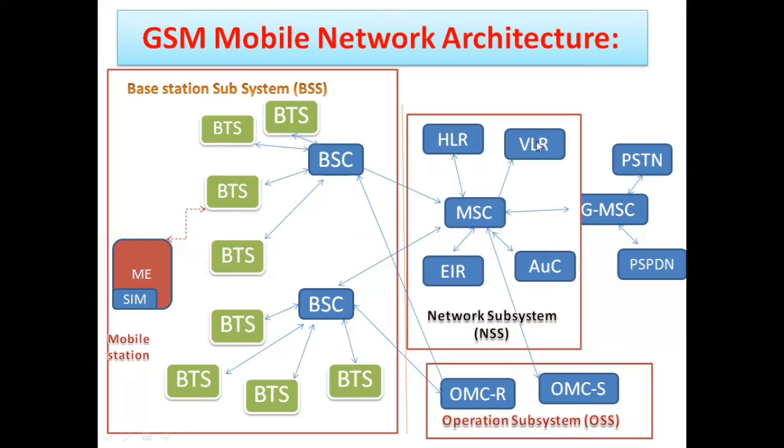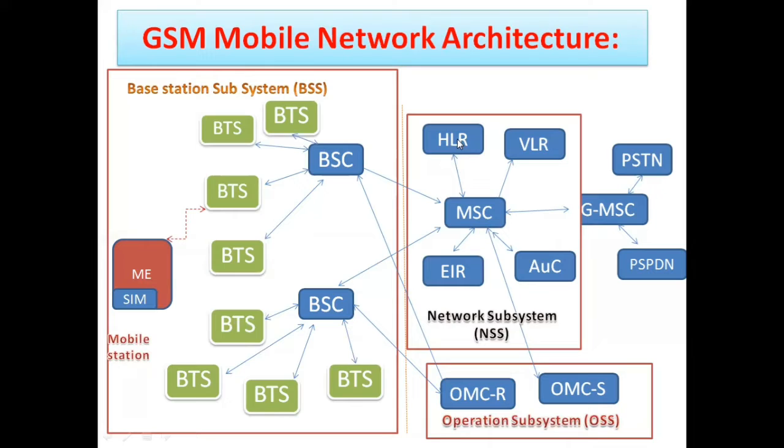Similarly, the VLR is used whenever there is a roaming user. Whenever a user from another network has roamed into this particular network, he will be allocated a roaming number by this visitor location register. Periodically, the information available in the VLR is updated in the HLR.